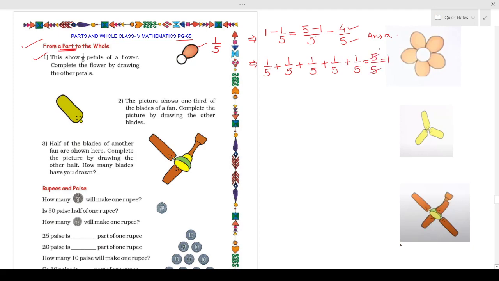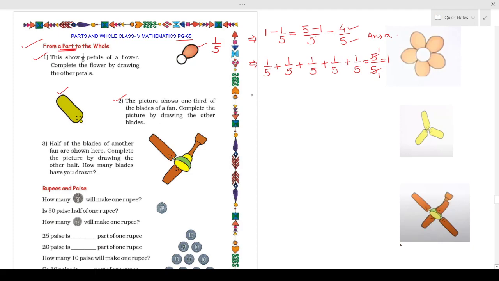This and this will cut, and here your answer will be 1. Now moving to the next question. Now children, look here what is written. The picture shows 1/3 of the blades of a fan. Complete the picture by drawing the other blades. So this blade, only 1/3 of the blades is present over here. You have to complete this picture.